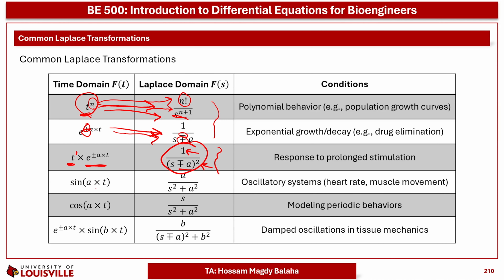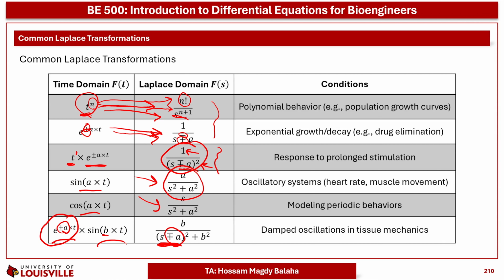Sine at will be a over s squared plus a squared. Cosine at will be s over s squared plus a squared. And combining the exponential and sine, simply we will get that sine, but here we are using b, so it will be b over something squared plus b squared, and that, because you are using exponential, will add a factor. So plus a will be negative a, and negative a will be plus a.